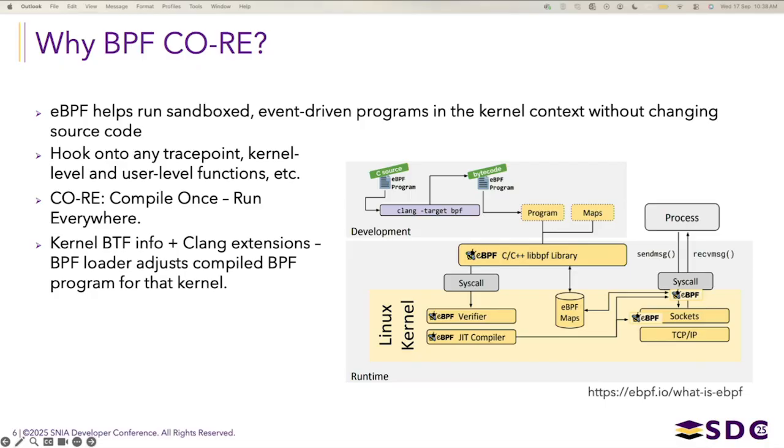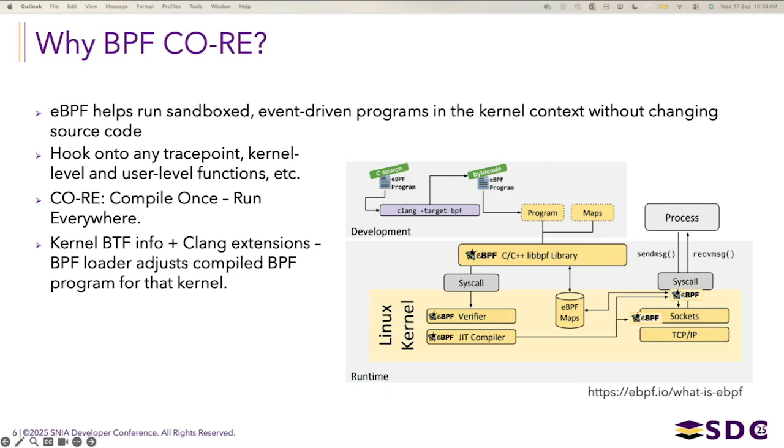Once the verifier has done checking your code, the code is then JIT compiled for your machine, and then this code is injected to whatever hook point you want. So for example, this process is invoking a certain command, which in turn invokes a certain eBPF hook point. Your code is going to get triggered.